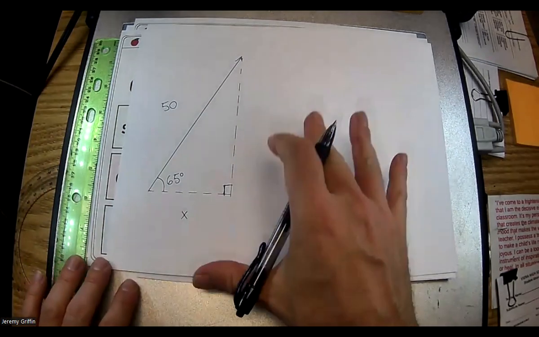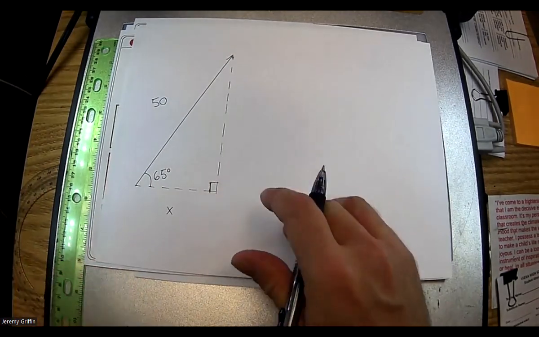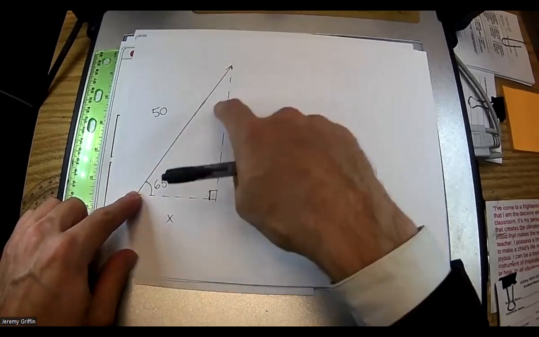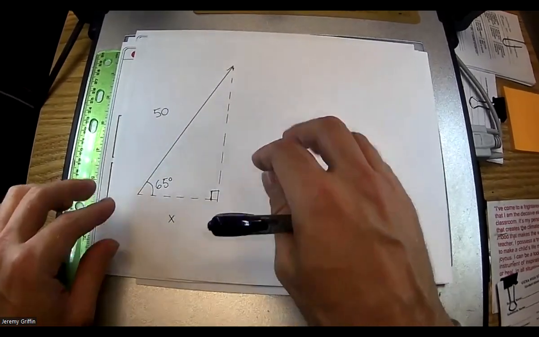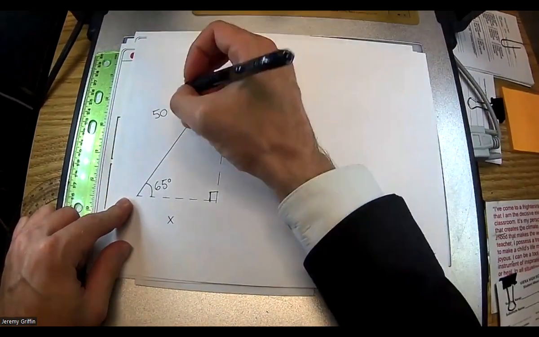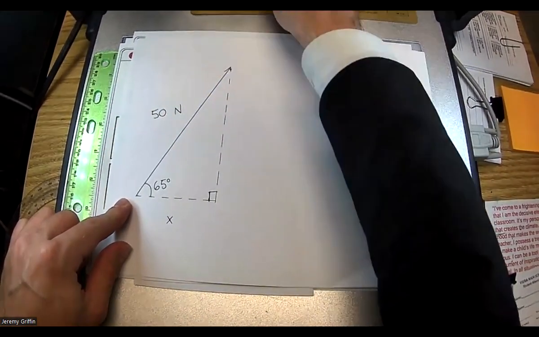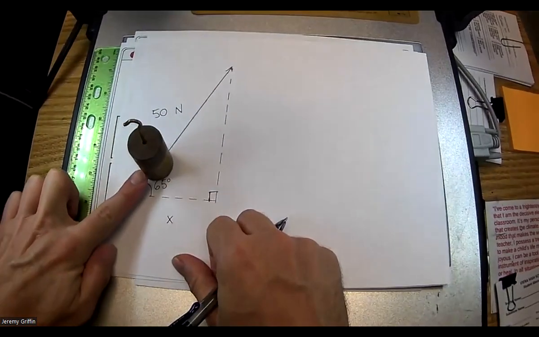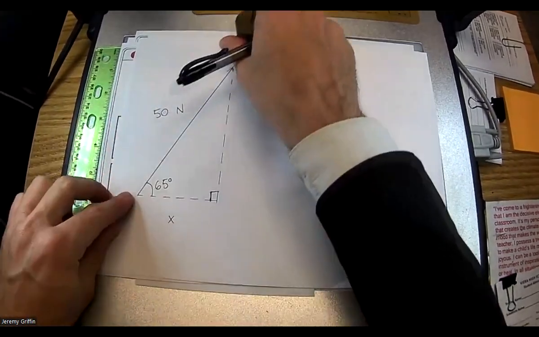Now, I've actually modified a little bit how I drew this, which looks a little different than it showed on the screen. On the Kahoot, it was just a triangle, right? But I'm putting this in a physics context. I want to make this a vector. So maybe it's 50 something. How about newtons? Suppose that's like a pushing force. Suppose I'm pushing 50 newtons, right? 50 newton pushing force.